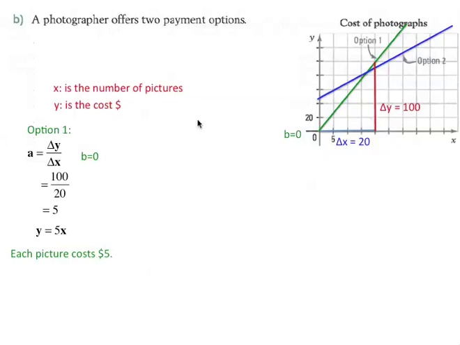For option 2, I'm just going to start here, and I notice that the delta X is 10, so it's going across 2 squares and up 1. So over 2, up 1. Okay, so the delta X in this case is going to be 10, and the delta Y, we're just going up 20.